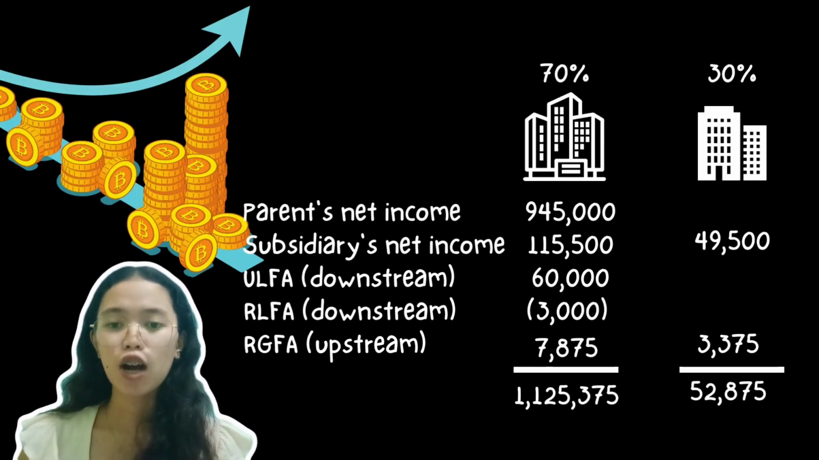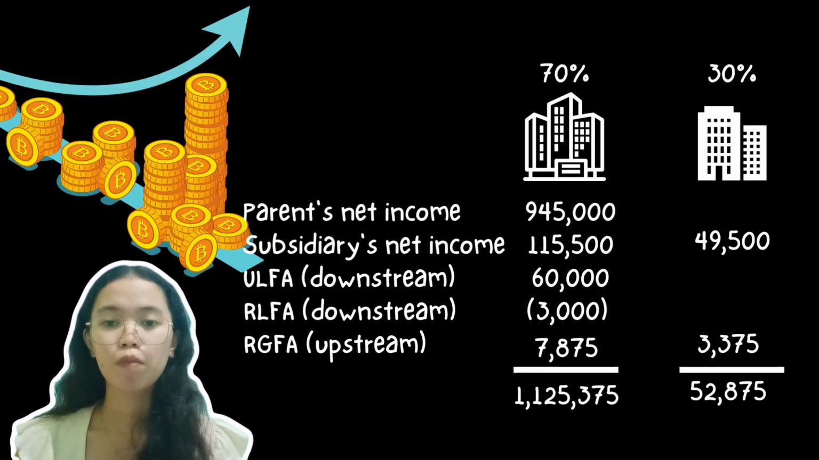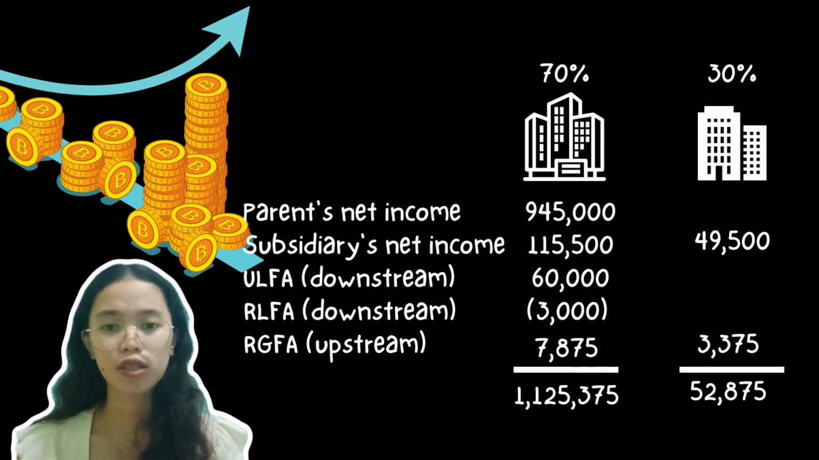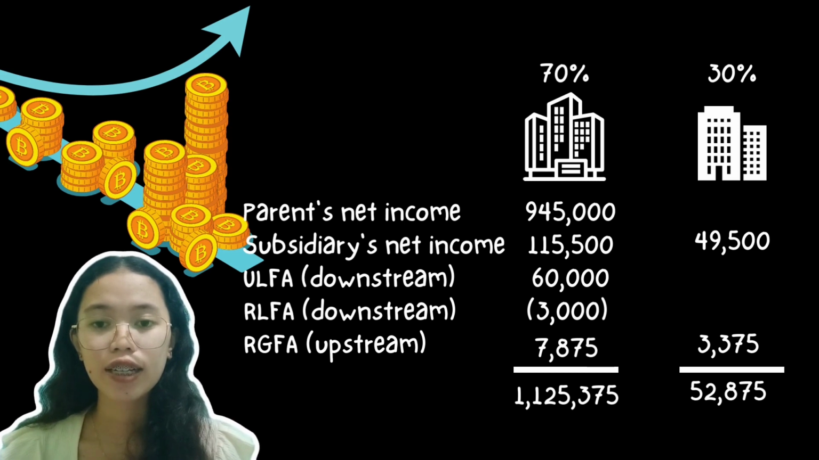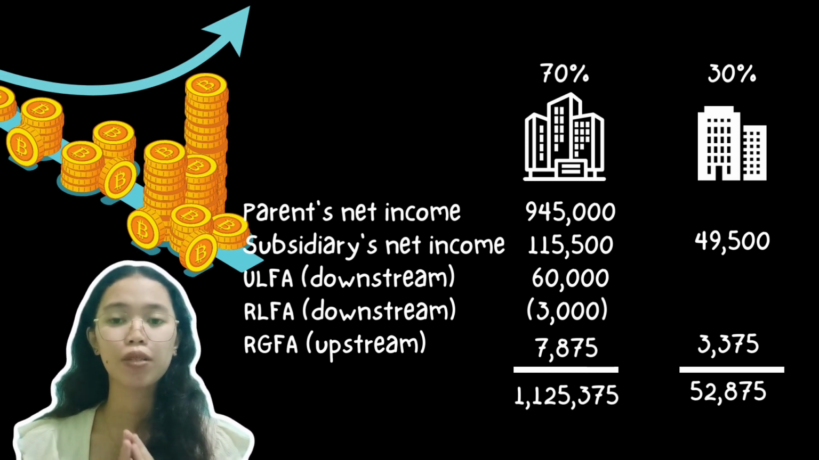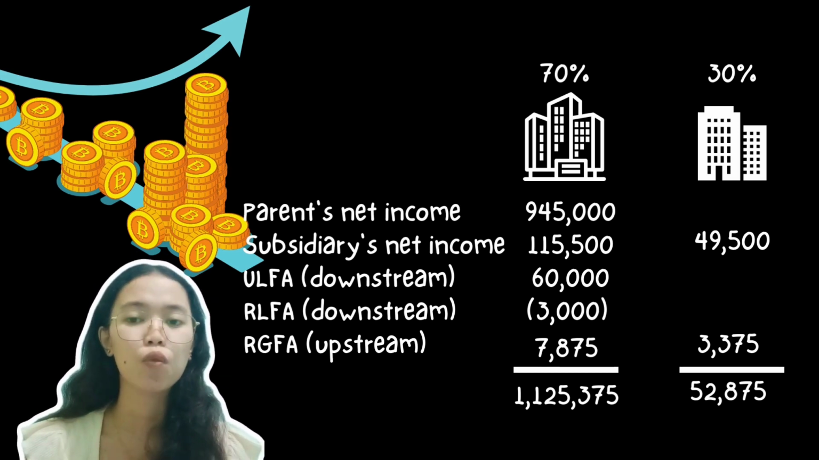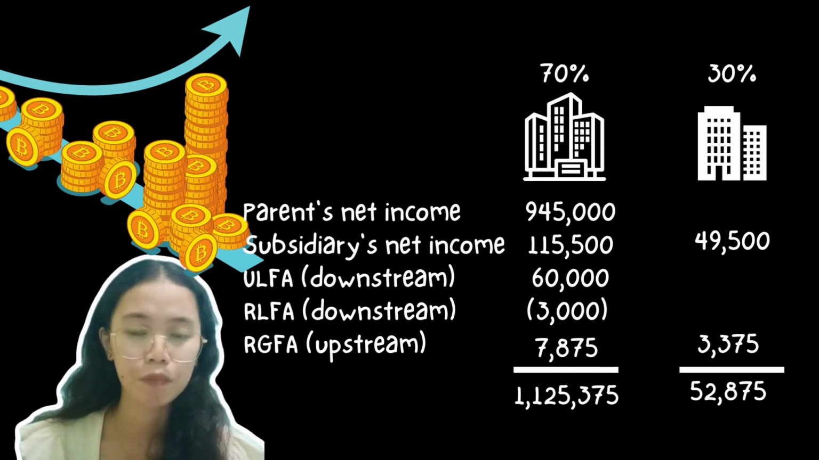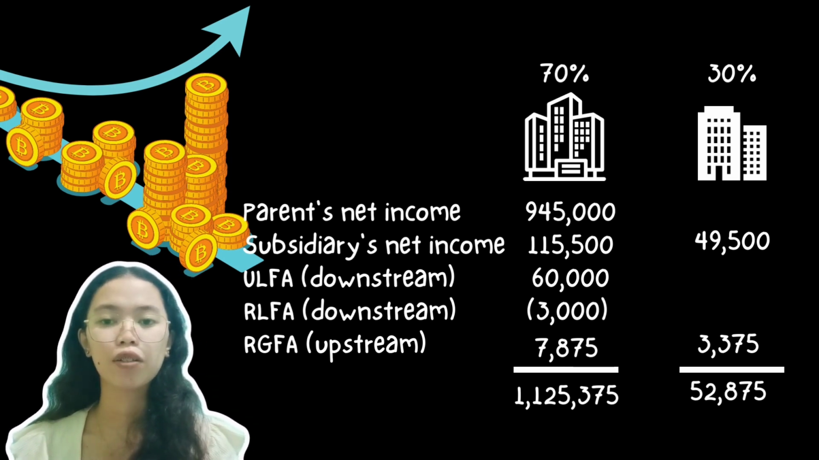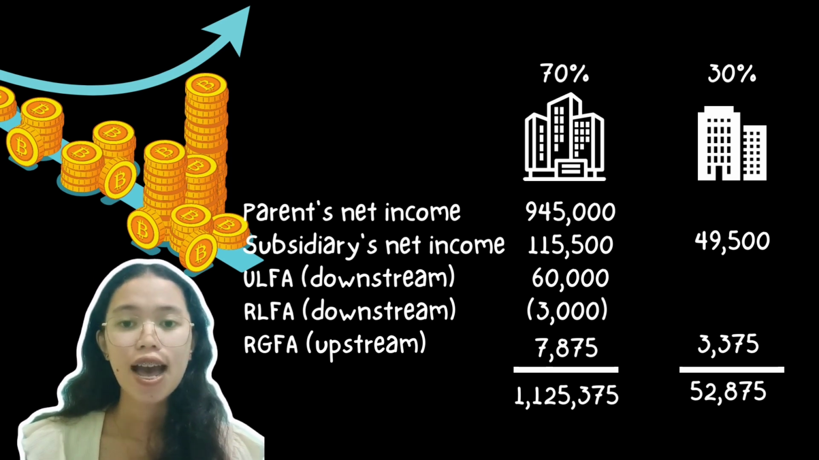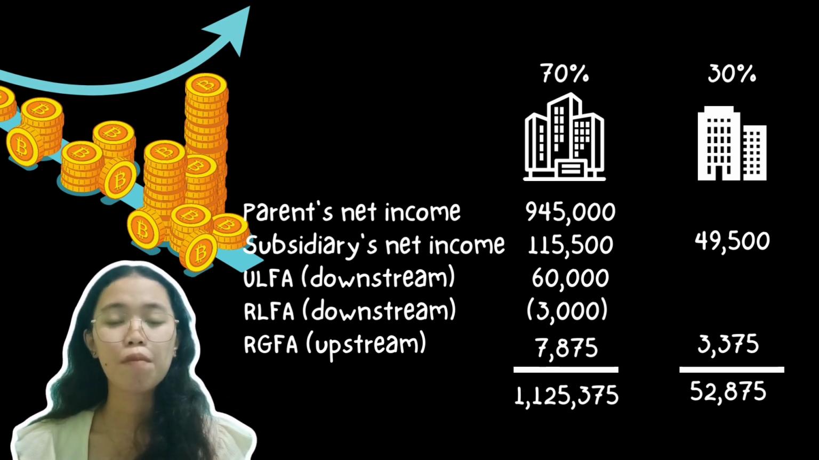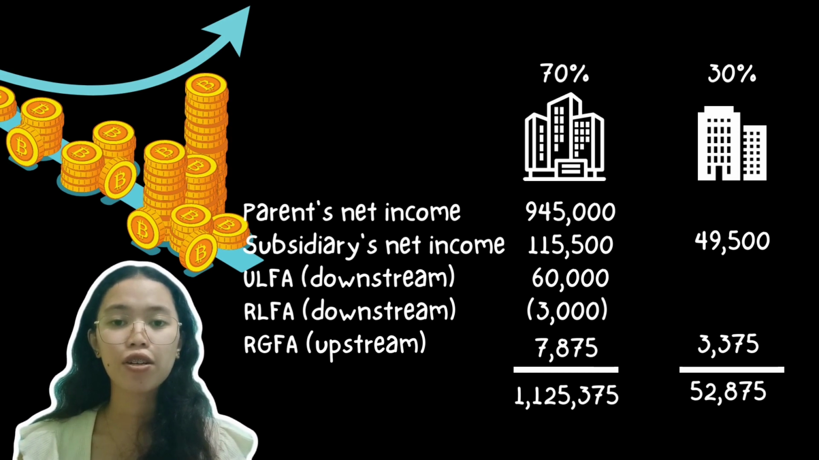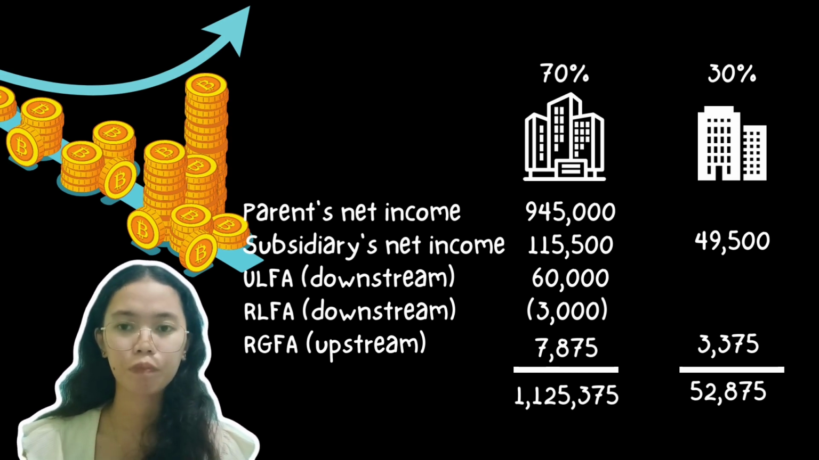So, let's start with the parents' net income from own operations amounting to $945,000. So this will go entirely to PP. Next is the subsidiaries' net income amounting to $165,000, 70% of which will be allocated to PP Company in the amount of $115,500 and the remaining 30% amounting to $49,500 will go to SS Company.